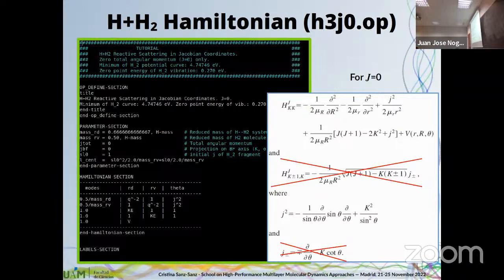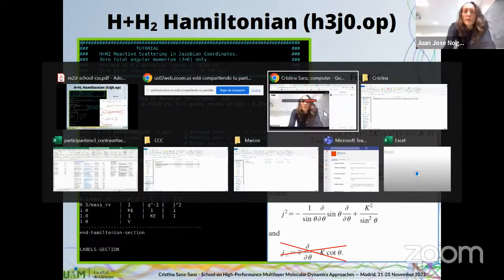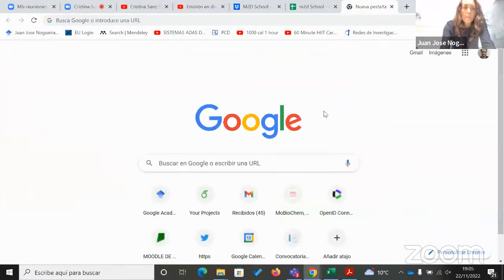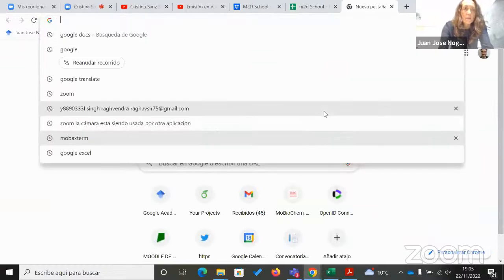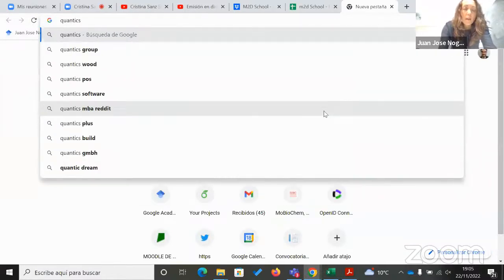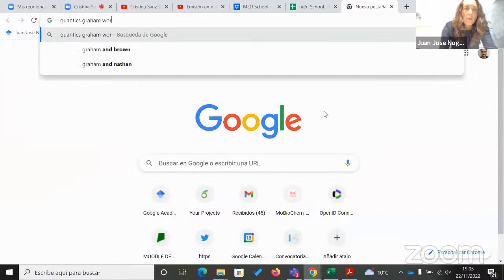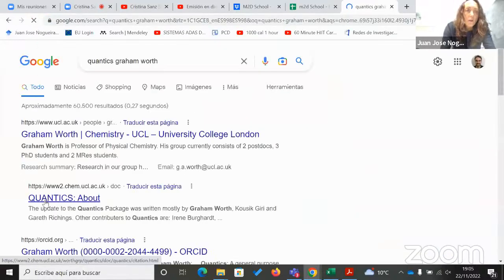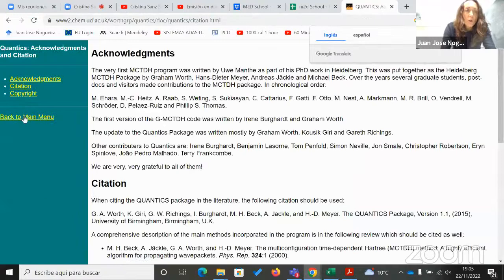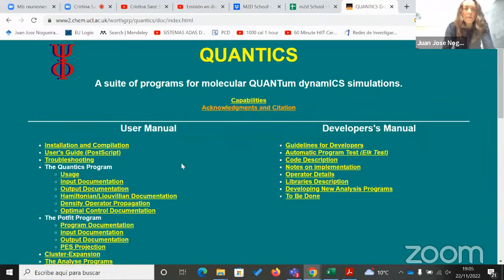Please go to Quantics. It actually reaches a point that is not what I want. I want you to go to the main page, and I'm going to show it to the people at home. Search Quantics Graham Worth, and then go to the Quantics webpage. You go to the main menu, and then here you have everything, all the documentation.